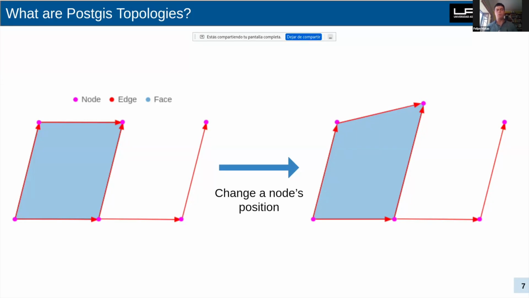The idea of PostGIS Topology is an environment where, for example, if you change the position of a node, it will update the edges and the faces. So everything will stay consistent and our information will be valid.